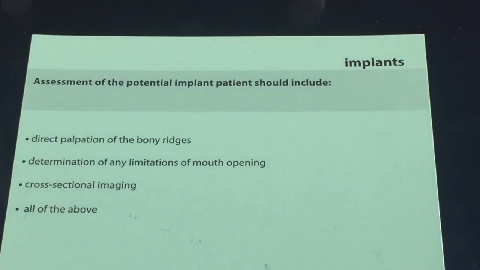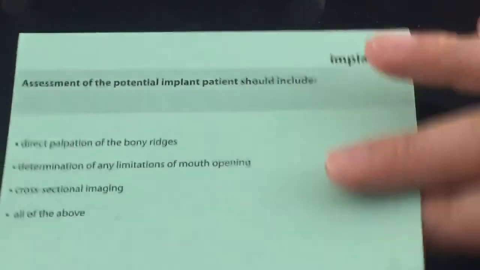Assessment of the potential implantation should include direct palpation of the bony ridges, yes. Determination of any limitations of mouth opening, yes. Cross-sectional imaging, yes, because we need to assess the width of the bone. So I think it's all of the above.